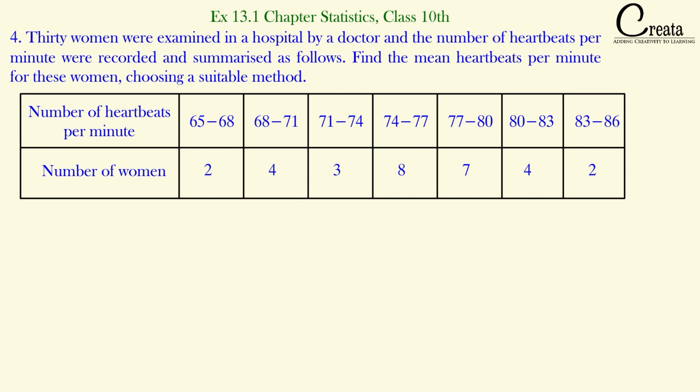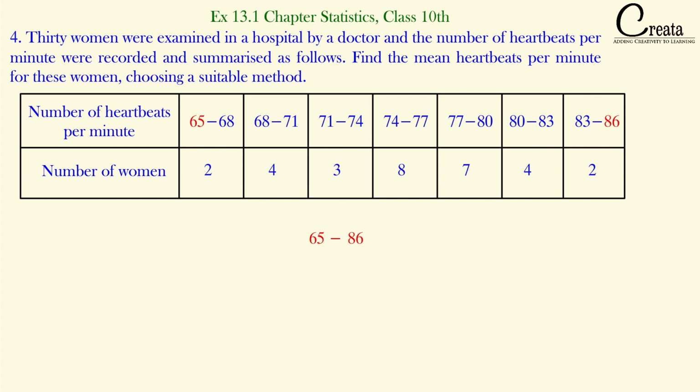Note that observing the table is very important. Here, if you observe the total heartbeats, the range is from 65 to 86. The lowest heartbeat is in the range of 65 and the maximum heartbeat is in the range of 86. And in this question, we have to find the mean. It means the mean will be somewhere in between 65 to 86.